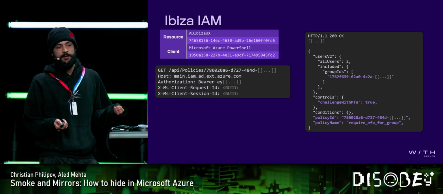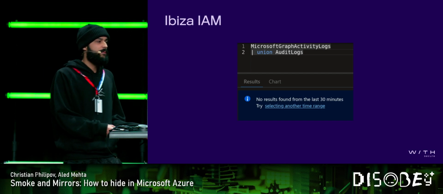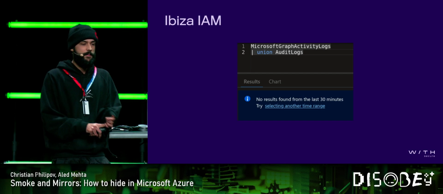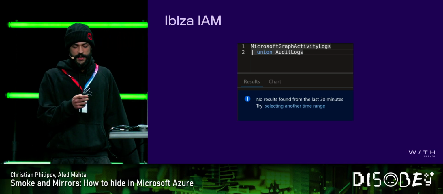But crucially, what gets logged? Well, nothing. It's exactly the same as we were seeing in the Azure Active Directory Graph example. We're not calling the Microsoft Graph API, and we're not making any state-changing actions. So it's not being logged anywhere.